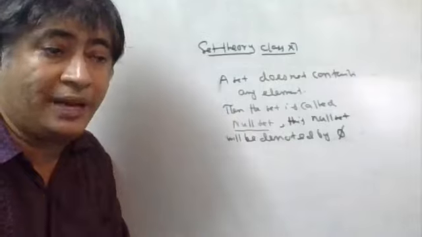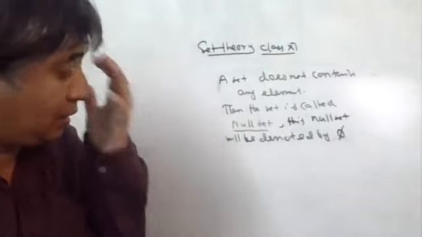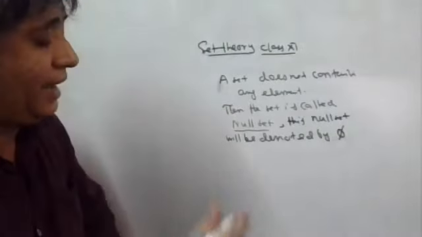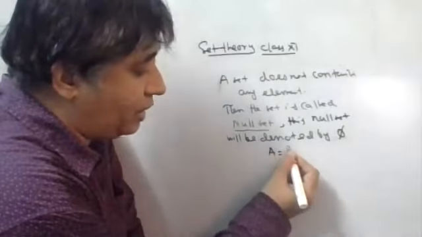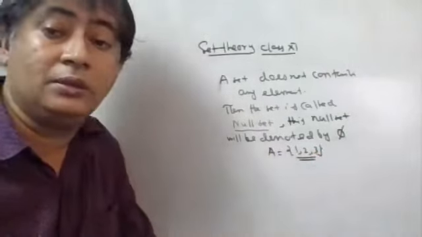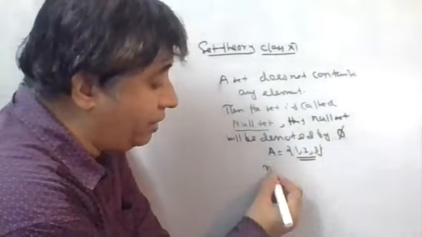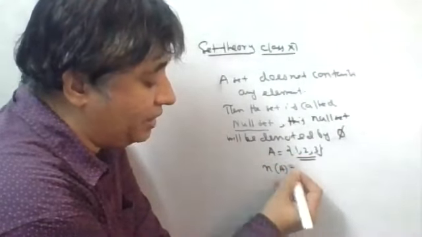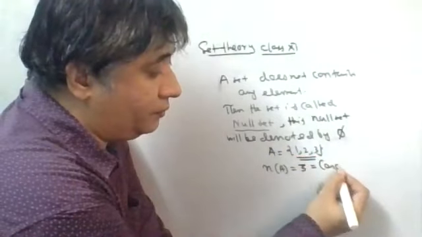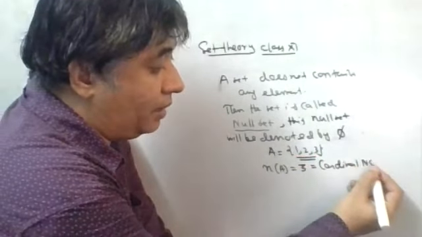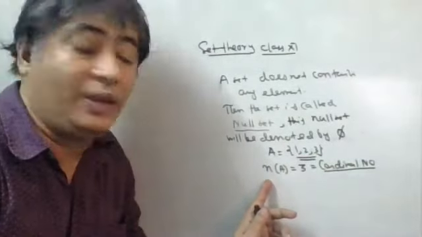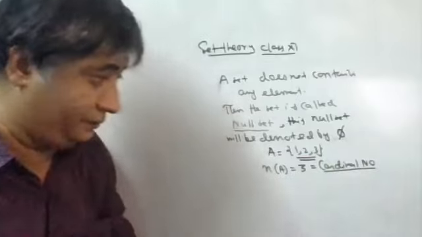So it will not remain as a null set. Now, number of elements in a set. Suppose a set contains 3 elements. How many elements are there? 3. So I will denote the number of elements of the set by n(A) = 3. This is called cardinal number. Cardinal number is nothing but the number of elements in a set.